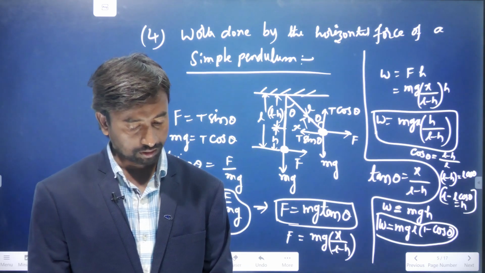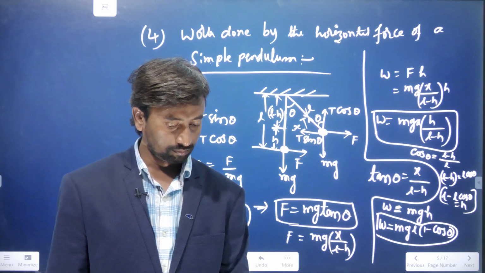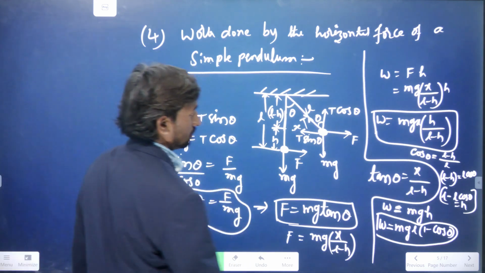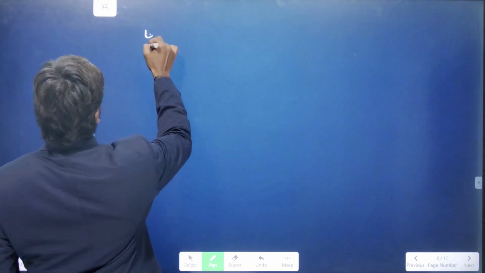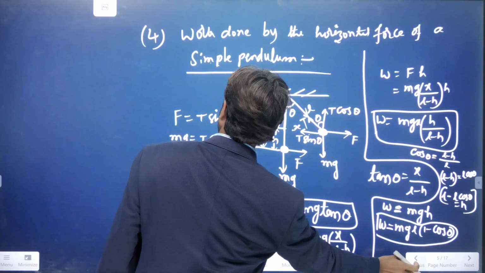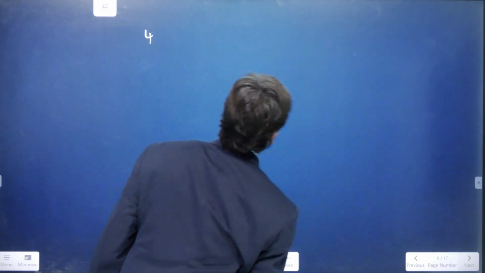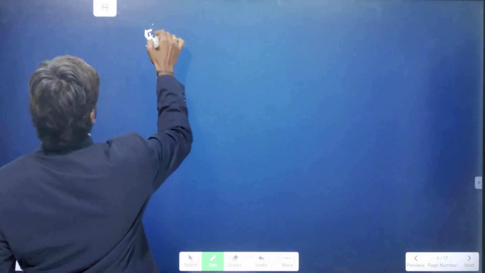Next case we are going to see here. Next different cases we can see. So next case is the fifth one. So we see here the fifth case.